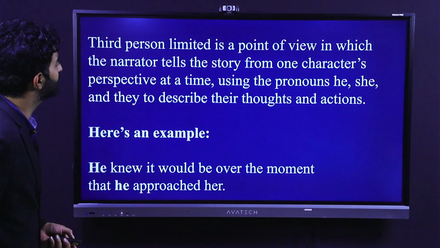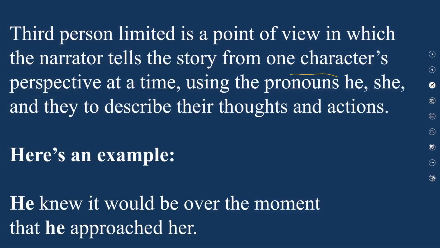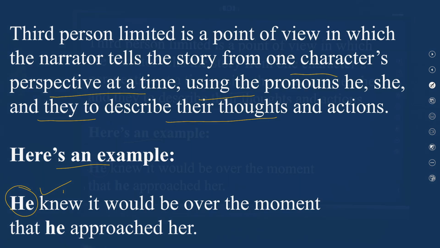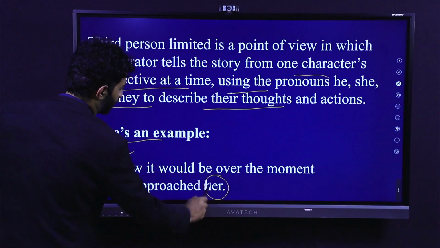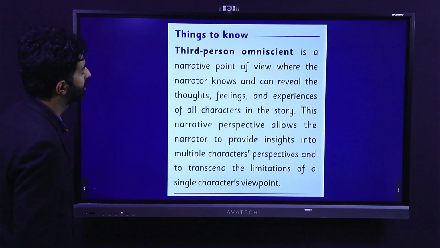Third person limited is a point of view in which the narrator tells the story from one character's perspective at a time, using the pronouns he, she, they to describe their thoughts and actions. All right. Here's an example. He knew it would be over the moment he approached her. So this is actually an example. How do we find that this is third person? He, her. These are the pronouns that tell us that this is in the third person point of view.